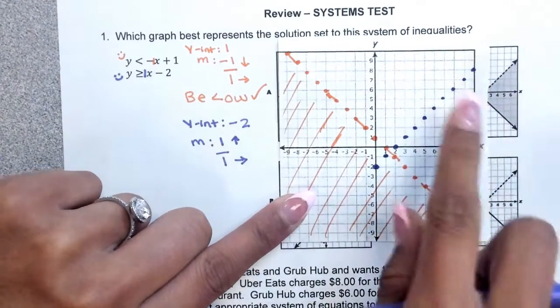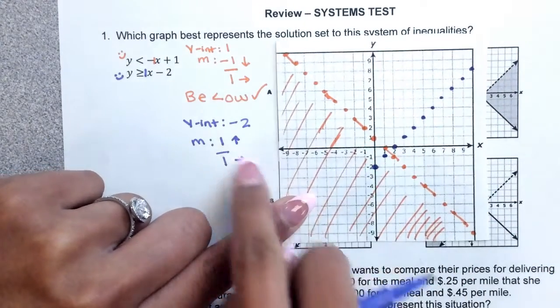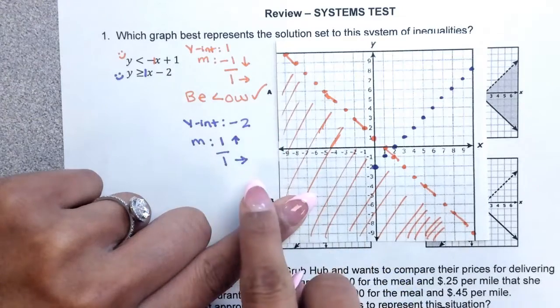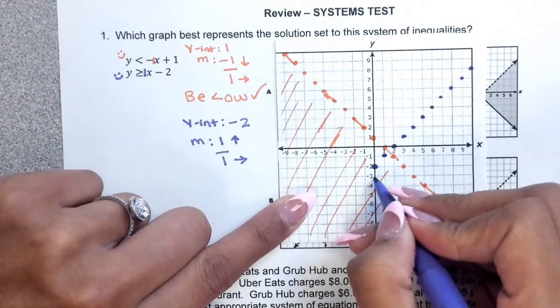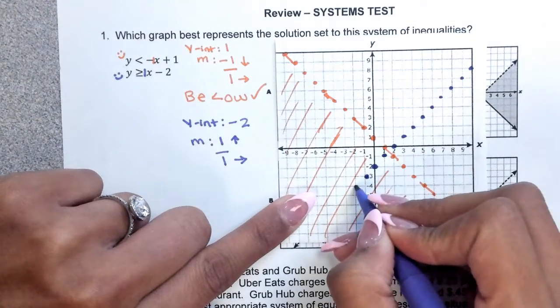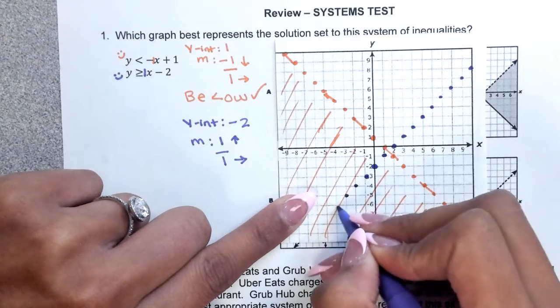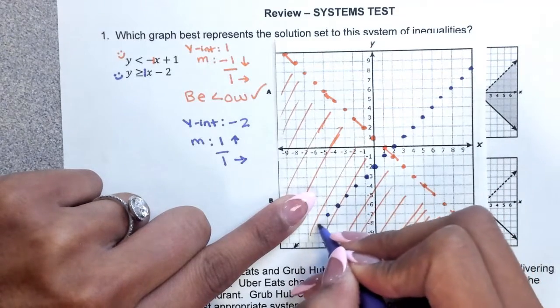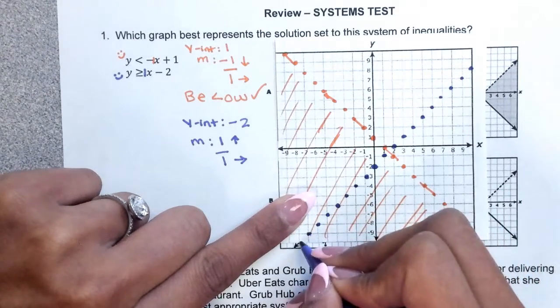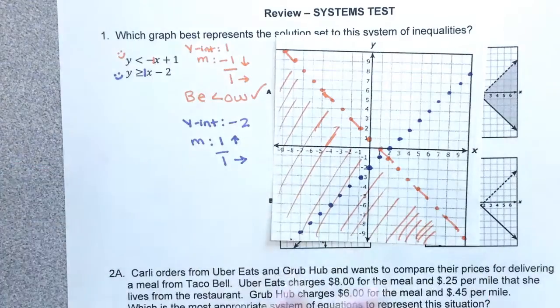And once you run out of space, you're going to go back. So instead of going up and right, we're going to go down and left, the opposite way. So down 1, left 1. Down 1, left 1. And you're just going to keep going and done. So here is my second line.